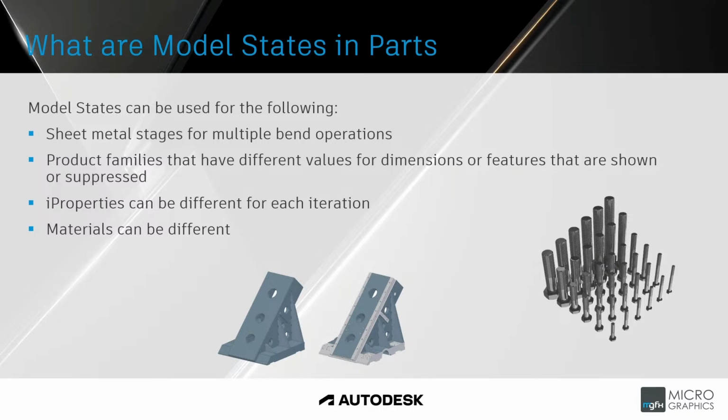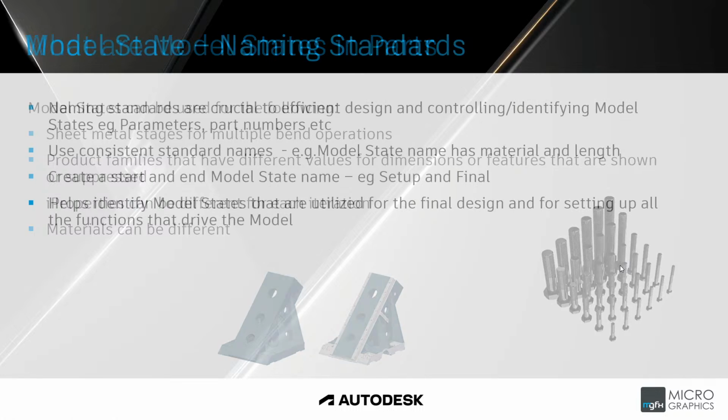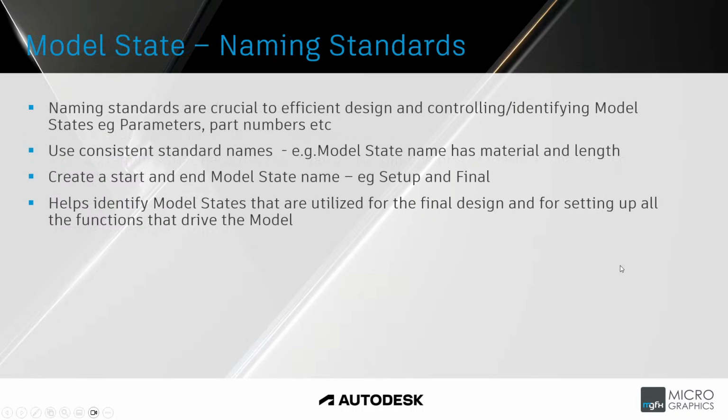So you can have different materials as well. In a component you might be creating, you might make one aluminium and you want to make one stainless steel or something like that, or galvanized. So you have got the options to be able to do those different types of configurations depending on what the application is going to do. Okay. So, naming standards in model states.